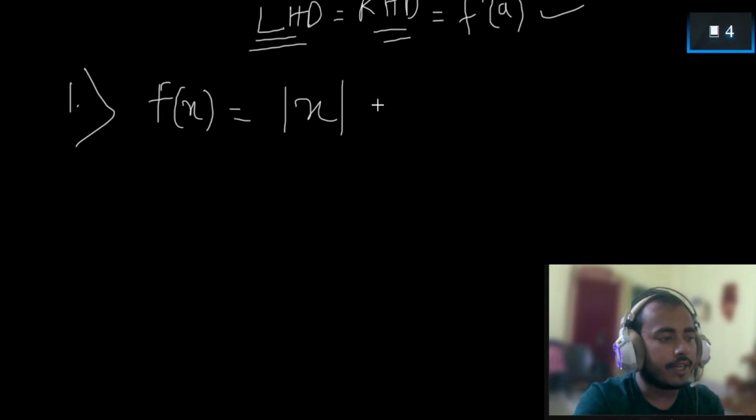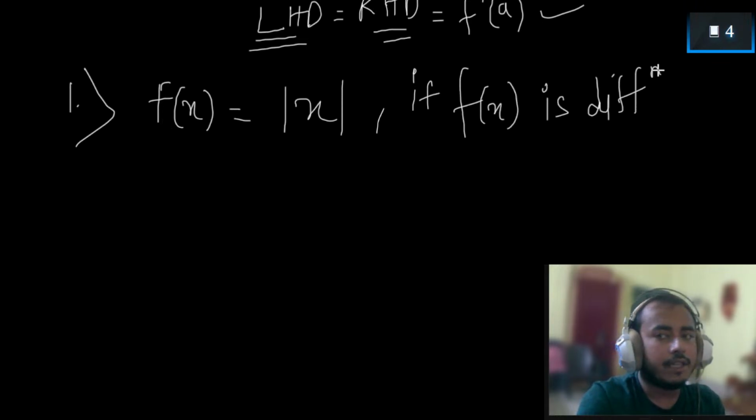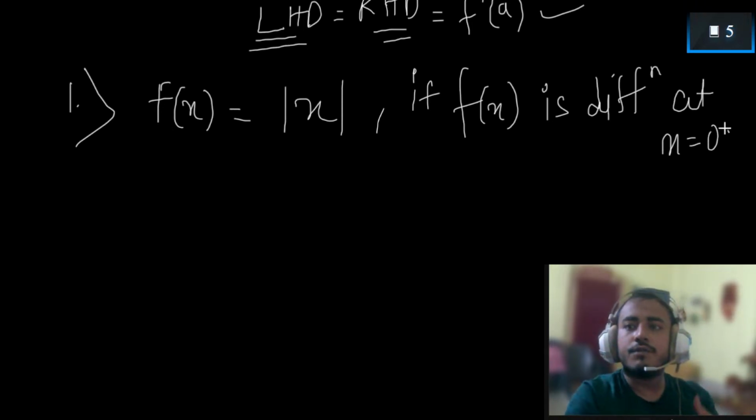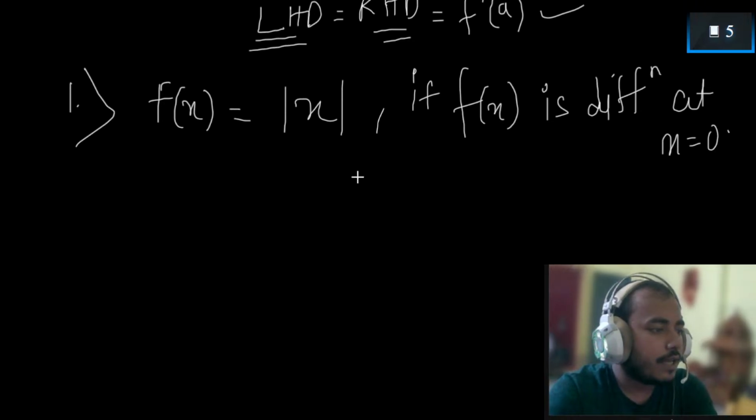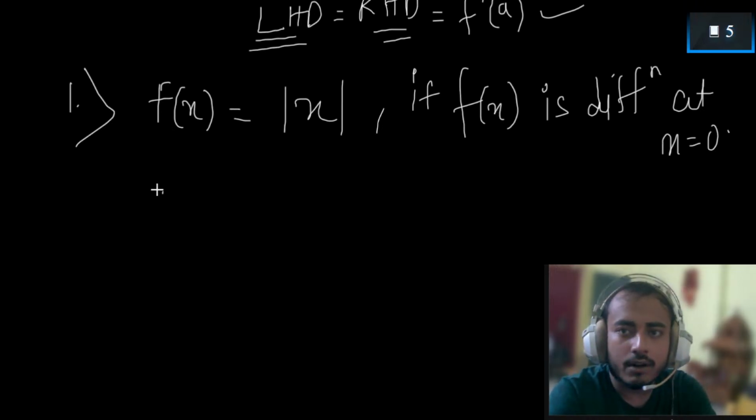So f of x equals mod x, and we want to see if f of x is differentiable at x equals 0. So how do we do that? First of all, we need to see if LHD and RHD for this function are equal or not, and also if they exist or not.